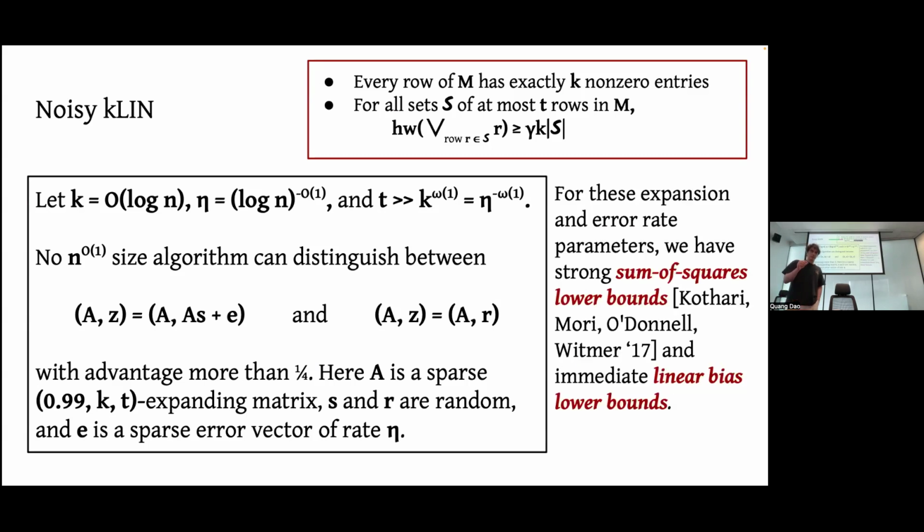Now, turning our attention to the second part of this statement, we say that A is a sparse 0.99 KT expanding matrix. And for this very large expansion factor 0.99, remember, the best possible that we could get is just 1. So we're already very close to the best possible expansion. We have strong sum of squares lower bounds, thanks to a work of Kothari and co-authors. And we also have immediate linear bias lower bounds.